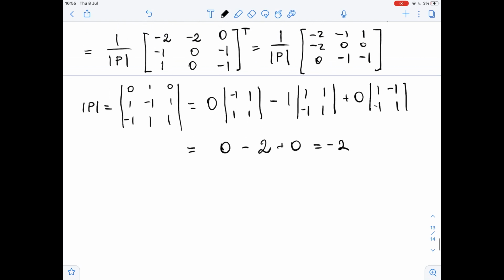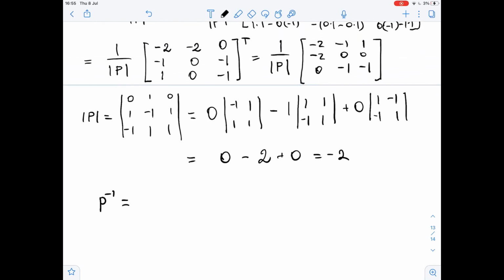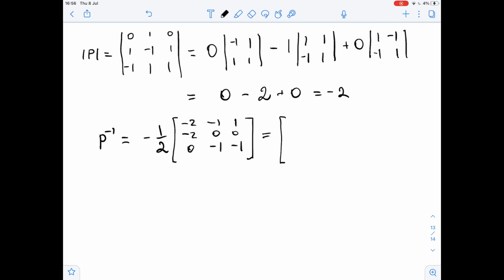That means that our inverse, P inverse, equals negative 1 over 2 times this matrix, the adjoint of P, which we got here. Negative 1 over 2 is a scalar, so we just multiply each entry by it, and we get 1, next 1 over 2, negative 1 over 2, 1, 0, 0, 0, 1 over 2, 1 over 2. Great. Now we can find A using our P times D times P inverse formula.